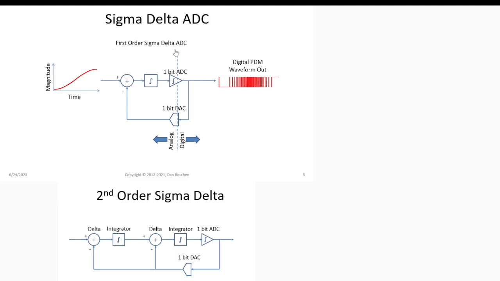So this is the first order sigma delta ADC, and this is the second order sigma delta ADC. As you can see here, for the second order, the feedback after the DAC goes to every stage. So this is stage 1 and this is stage 2, but the conversion only happens with the DAC. Okay, but this integrator section gets repeated for every order.